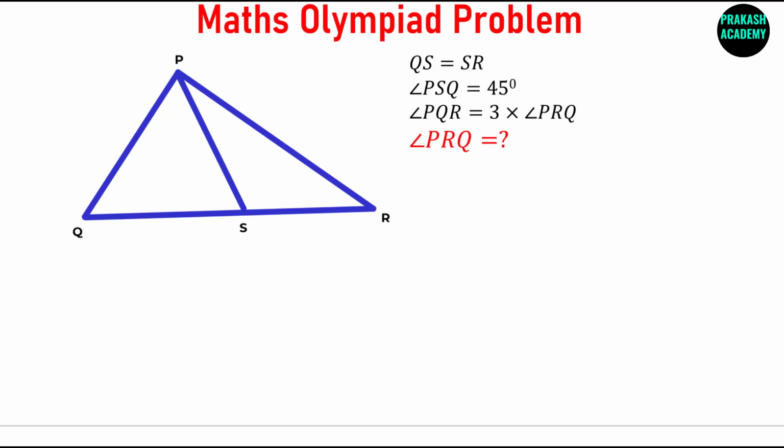So this is a geometry problem. In this case, we have a triangle PQR and S is the midpoint, and then we are connecting the midpoint with P, so that is we are joining P and S.